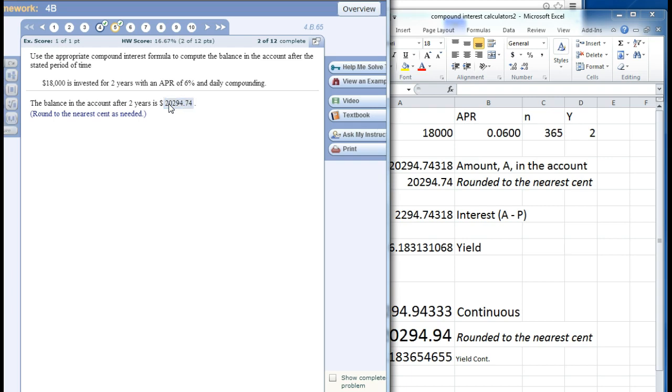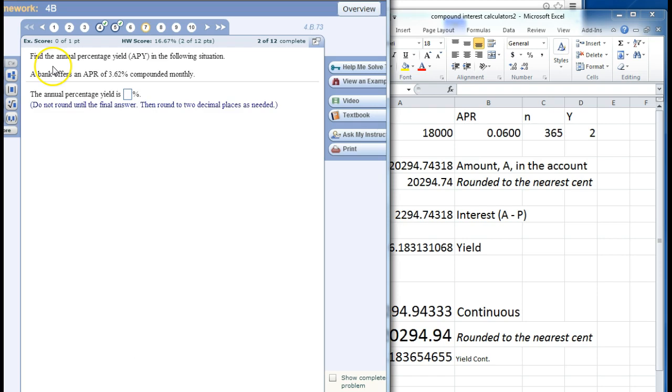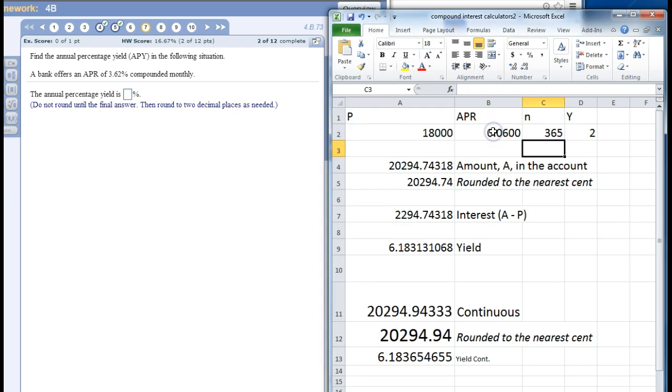Now again, some of these will ask for interest, some will ask for yield. You can use those as well. Find the annual percentage yield. Notice they don't give us an amount. They don't give us how long it was invested. It just gives me the APR and how often it's compounded. So 3.62% as a decimal, I need to write that as 0.0362. And then how many times is it compounded? Monthly, so that's 12. That's all that's needed for yield. So there's our yield, rounded to 2 decimal places: 3.68 is our yield.